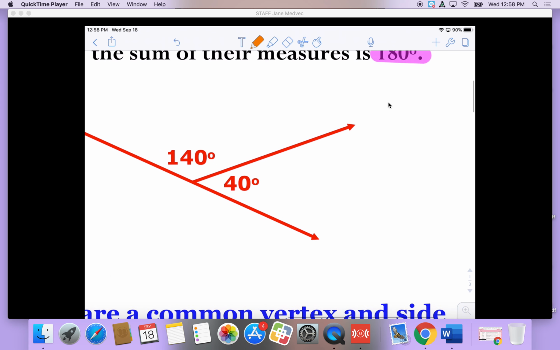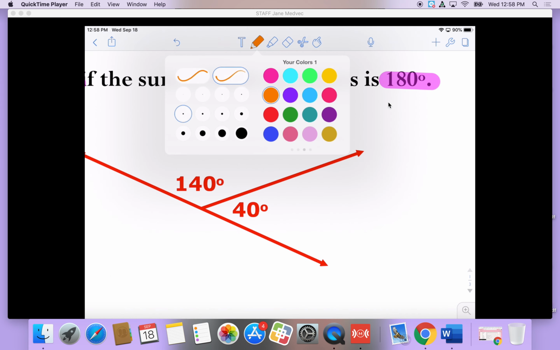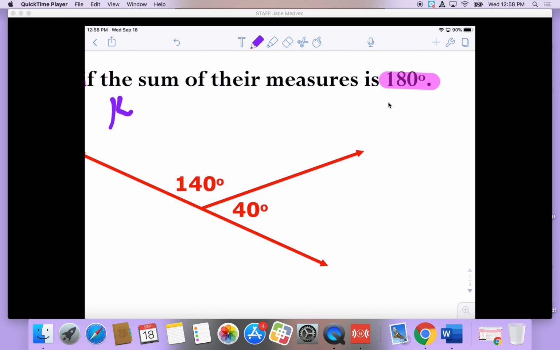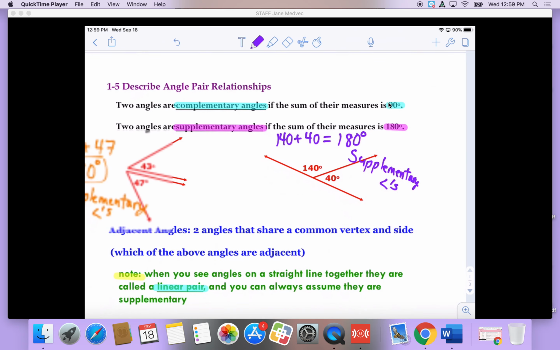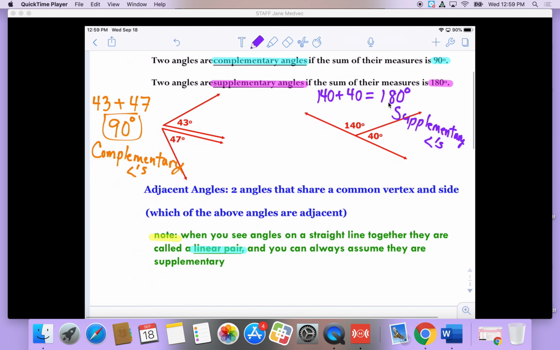The next two angles, I'm going to add them up, see what they equal. So I'm going to take 140 plus 40, and that equals 180. Because it's 180 degrees, they're considered supplementary. So that's the difference. Just two angles that add up to different measures.